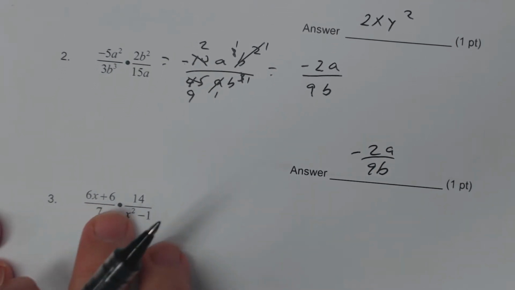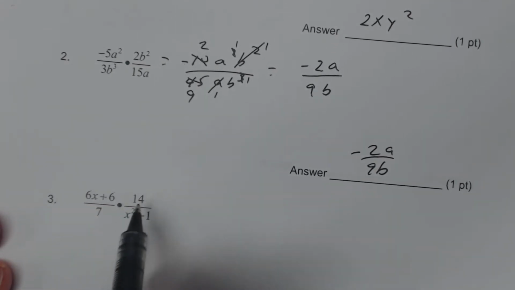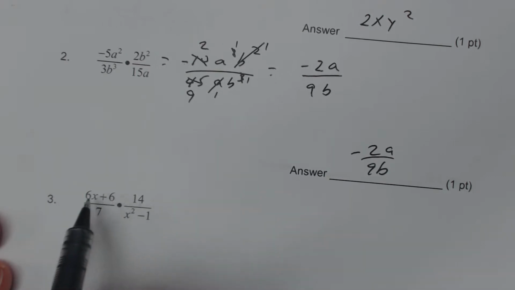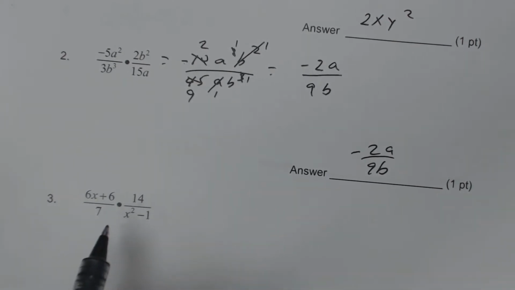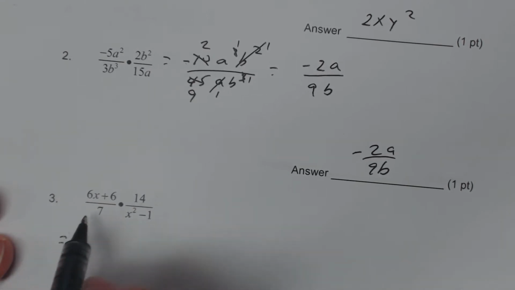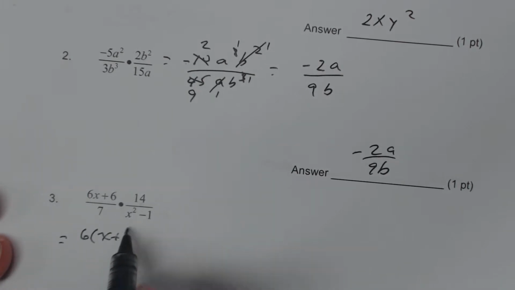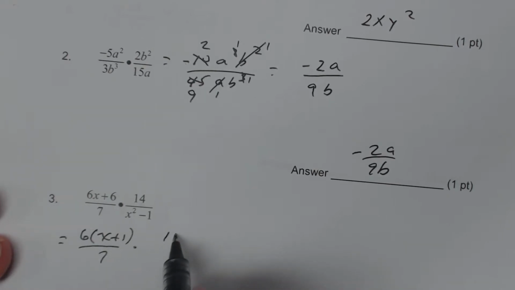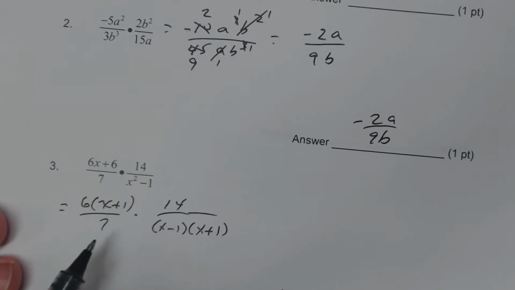All right, now, in number 3, you have some monomial factors, 7 and 14, but you also have some other polynomials as well. So again, the first thing you always want to do is to factor your numerators and factor your denominators. So in the first numerator, I can factor out a 6. Remember, you did that in the previous lesson. So I get 6 times x plus 1 divided by 7 times 14 divided by, and then x squared minus 1 is a difference of 2 squares, so I get x minus 1 times x plus 1.